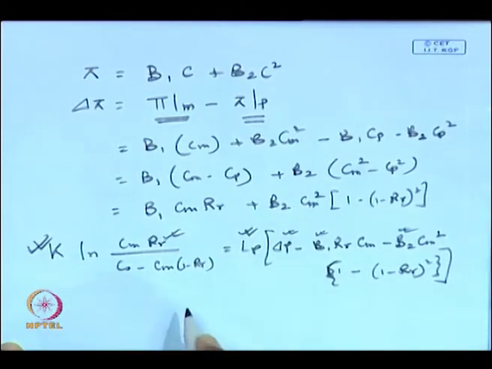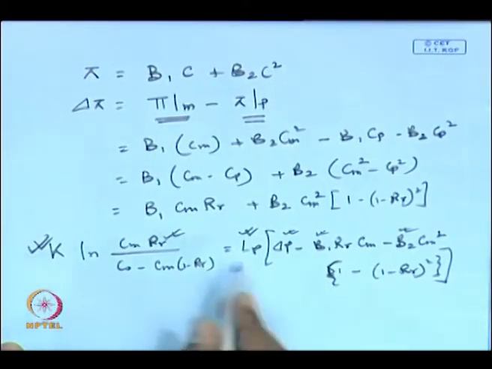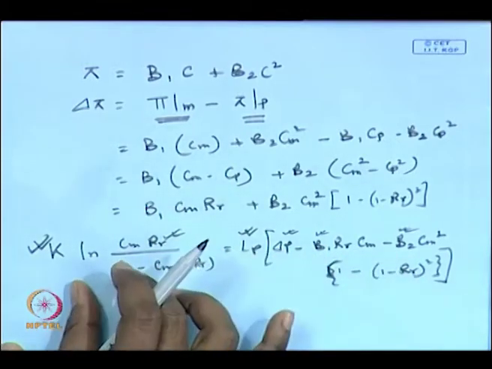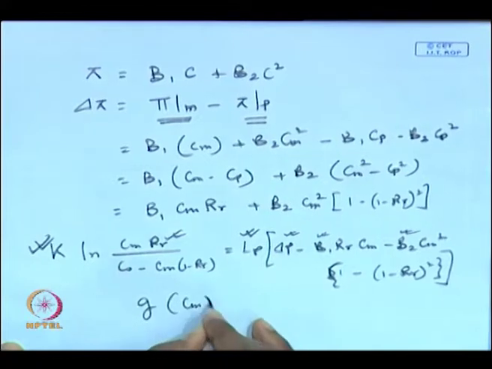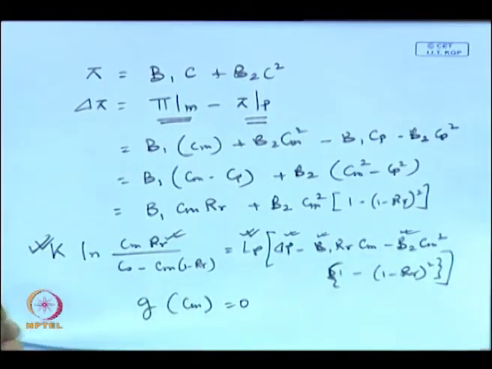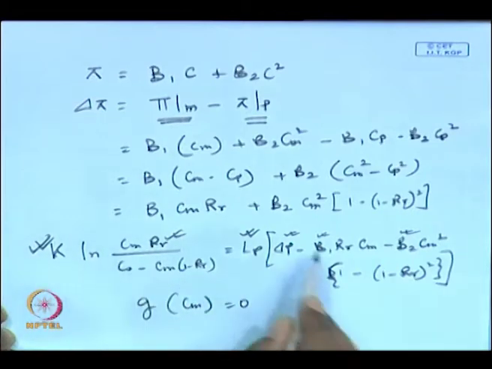So, this will be a nonlinear algebraic equation in terms of Cm only. You can take this equation on the left hand side or on the right hand side and write it in the form of G times Cm is equal to 0. Okay. So, it becomes a nonlinear algebraic equation in one variable, Cm, only.